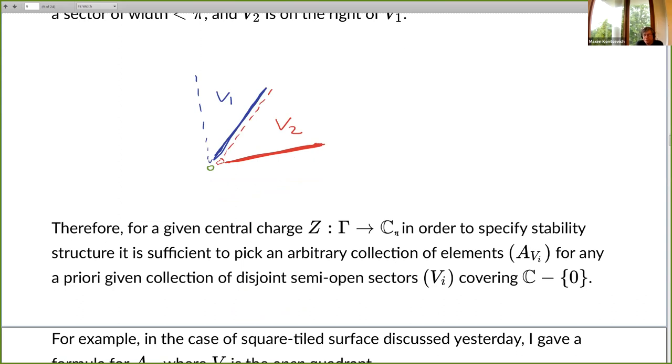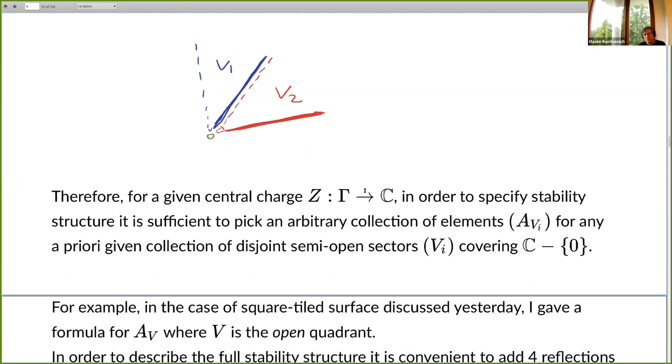Okay, so you see what's going on: for a given central charge, in order to specify a stability structure, it's sufficient to pick an arbitrary collection, just to cover with finitely many disjoint semi-open sectors, and pick an element for these sectors, arbitrary with no constraints. And in this case, you see that the minimal number of sectors which you can use is three. You take three semi-open sectors of size 120 degrees, that is 2 pi over 3. But it's really not convenient. And in real life situations, it's more convenient to have more sectors to describe your situation. And in my yesterday's talk, the optimal number is 8, not 3.